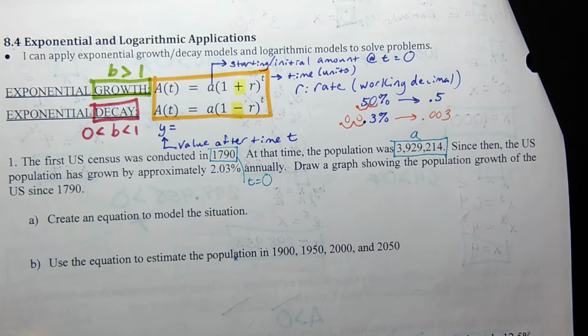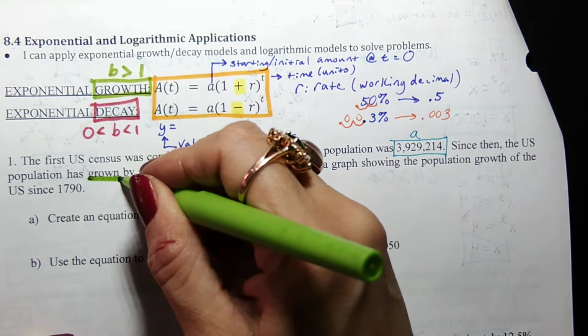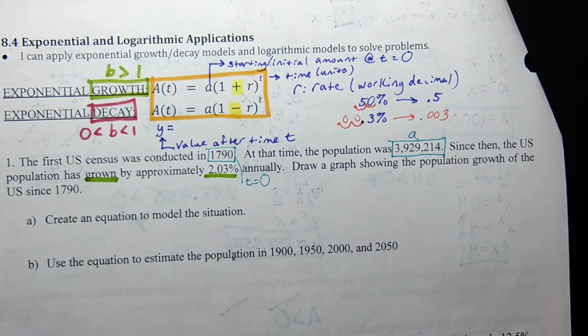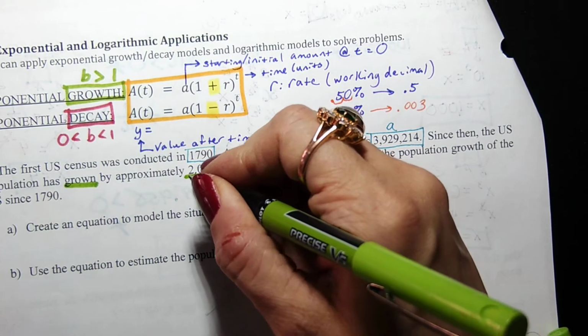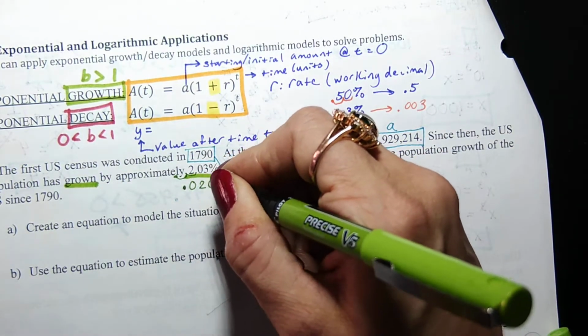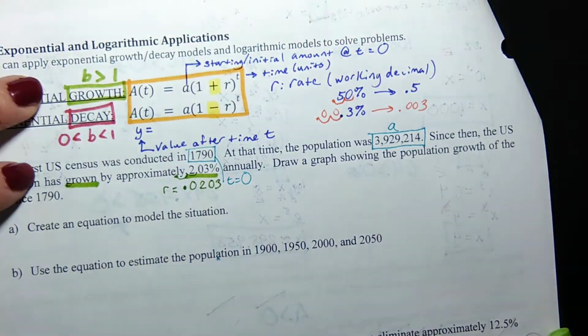Since then, the U.S. population has grown by approximately 2.03% annually. That sentence tells us 2 key things. First, it tells us that this is a growth situation, and it also tells us the growth rate. Now, as soon as we see that 2.03%, we are automatically going to change that into a working decimal. So moving the decimal point 2 spots to the left, 0.0203. So that's what we're going to use as R in our equation.